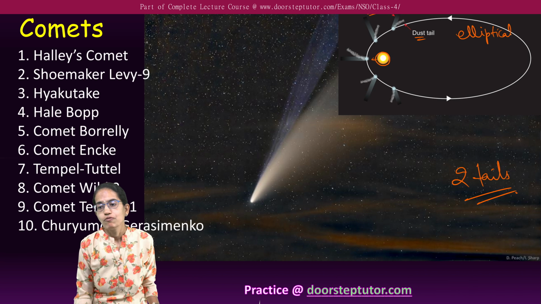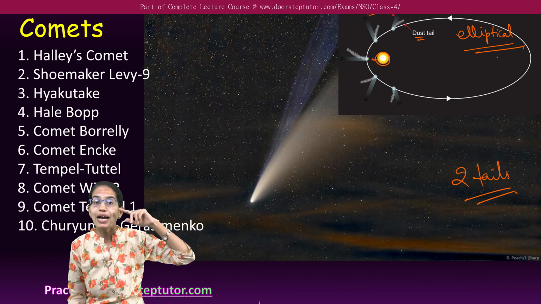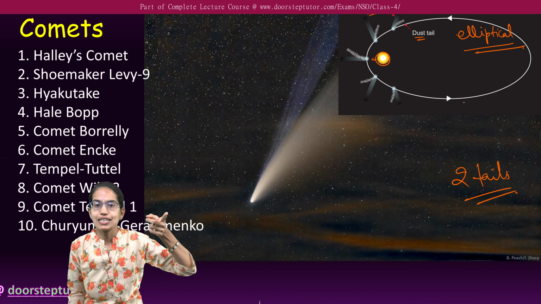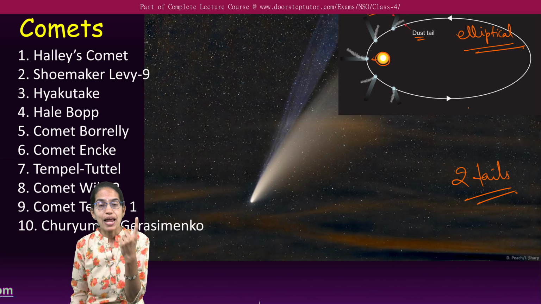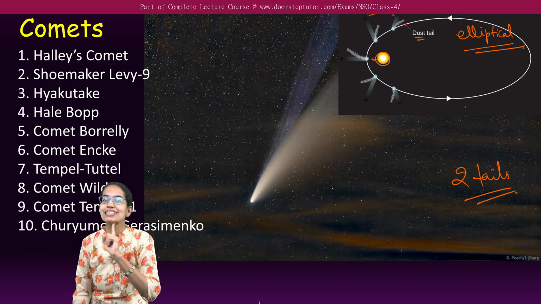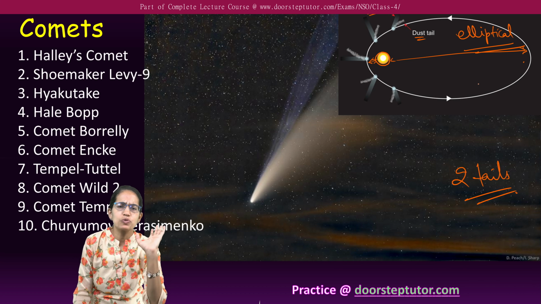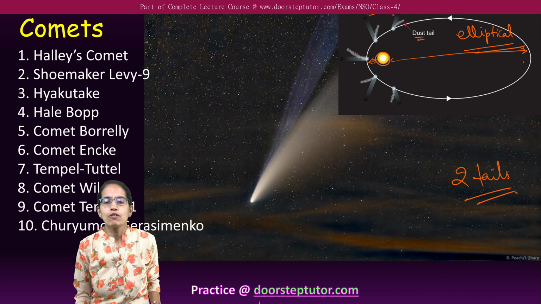As I said when we were talking about Uranus, the discovery of Uranus was done by Herschel, and Herschel said that we discovered that Uranus is a planet because it moves in a circular orbit, and comets move in an elliptical orbit. So as you can see, very close here and very far off here. Clear? So it moves in an elliptical orbit with tails.